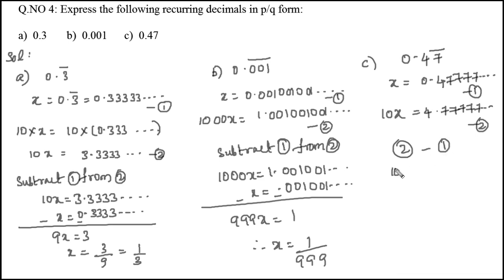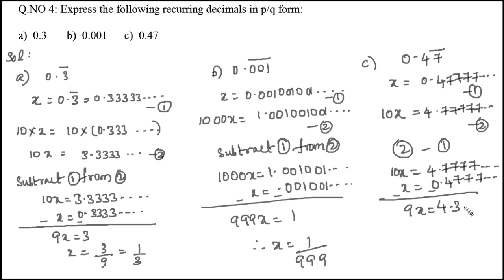Then the result will be 10x is equal to 4.777 and x is equal to 0.477 and so on, and here also it's so on. Just subtract it, it's 9x is equal to 4.3. Therefore, x will be equal to 4.3 divided by 9, or you can also write it by removing the decimal point as 43 divided by 90.